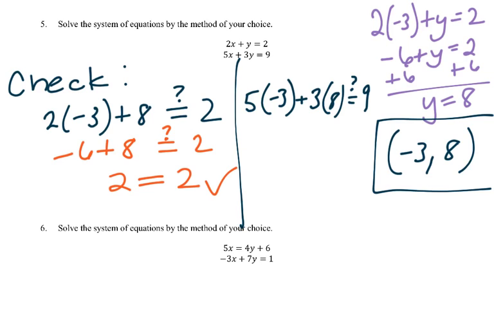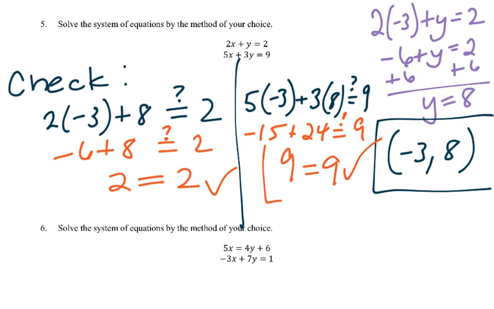Now we check the second equation. 5 times negative 3 is negative 15, plus 3 times 8, which is positive 24. Does that equal 9? Negative 15 plus 24 is equal to 9. 9 equals 9, check. This works. So we have checked both equations, and this coordinate pair is our solution.